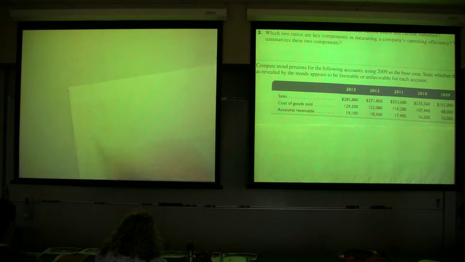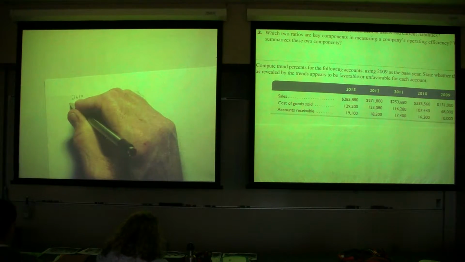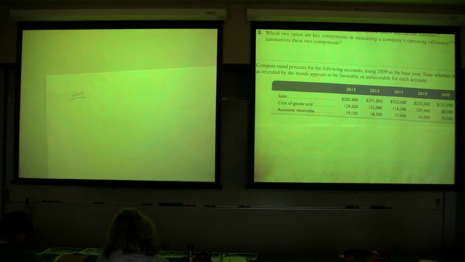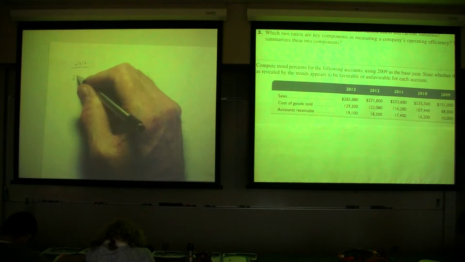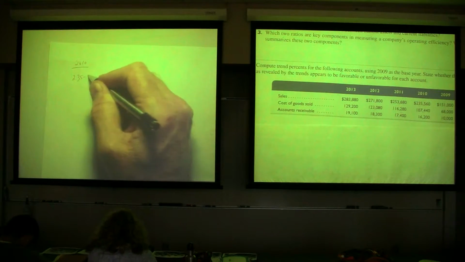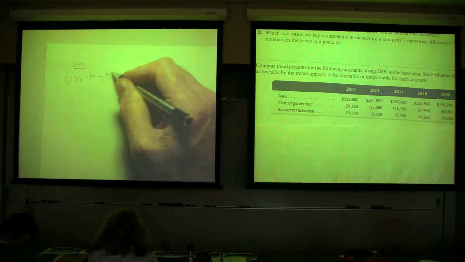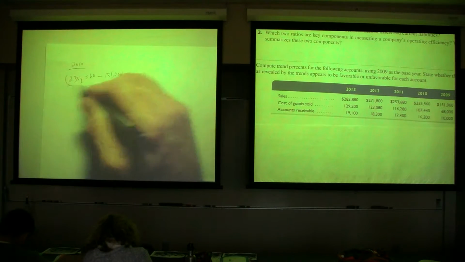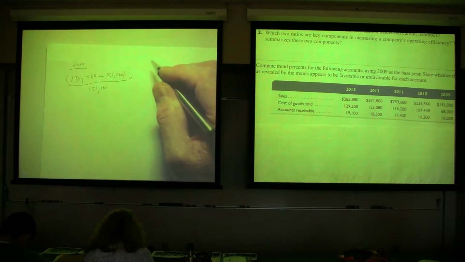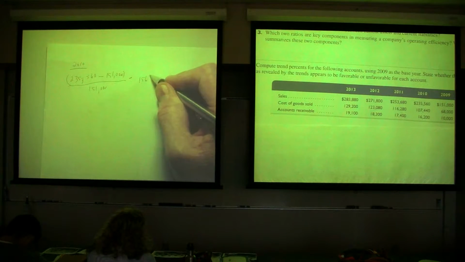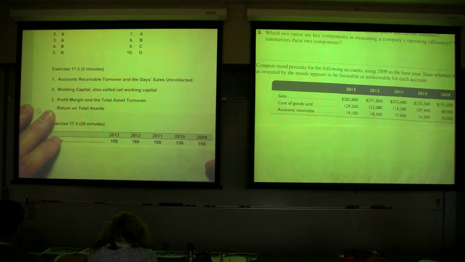So for 2010, what we'll have is 235,560 over 151,000, and that turns out to be 156%. So when you do that with each successive one, it looks like this.